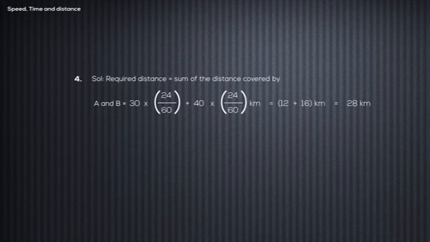A and B start simultaneously from a certain point in east and west directions on cycles. The speed of A is 30 km per hour and that of B is 40 km per hour. What is the distance between A and B after 24 minutes? Solution: the distance between A and B after 24 minutes can be calculated by adding their individual distances from the start point. Using the relation between speed, time and distance, the distance between A and B after 24 minutes is found out to be 28 kilometers.